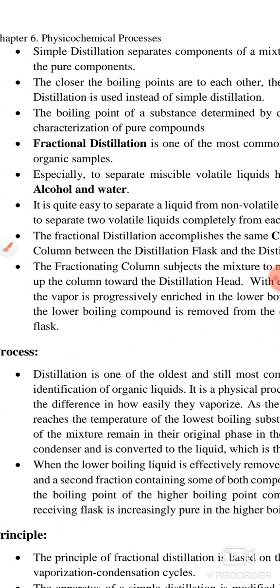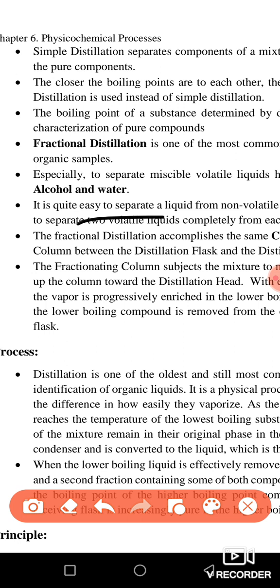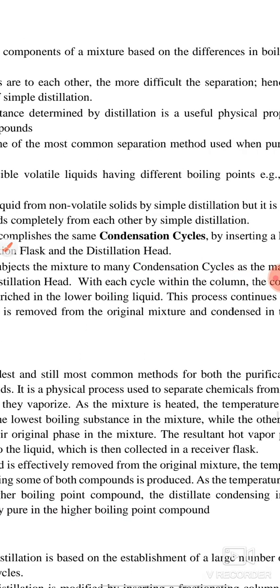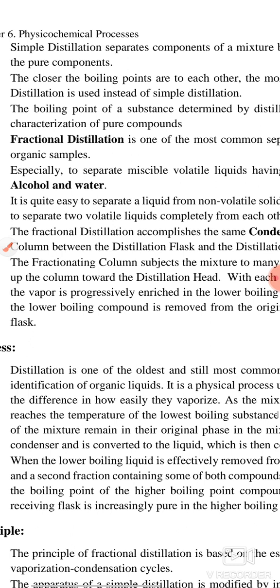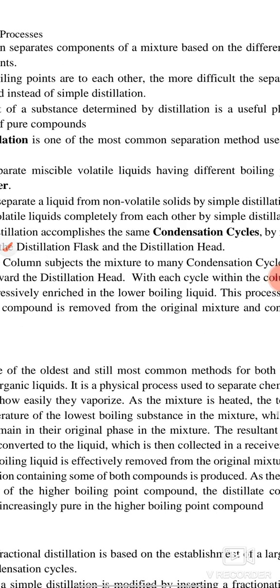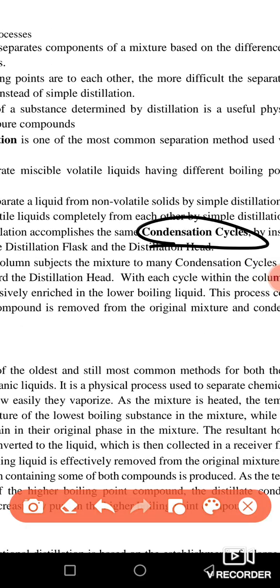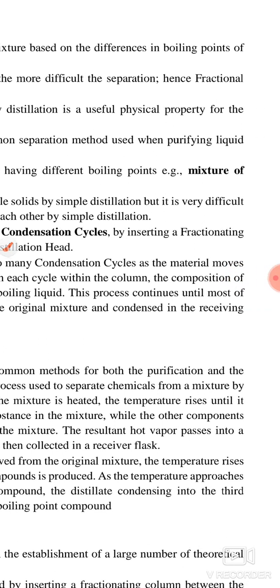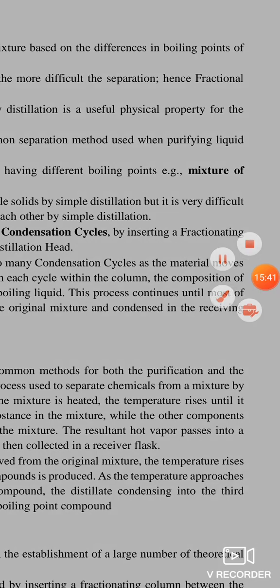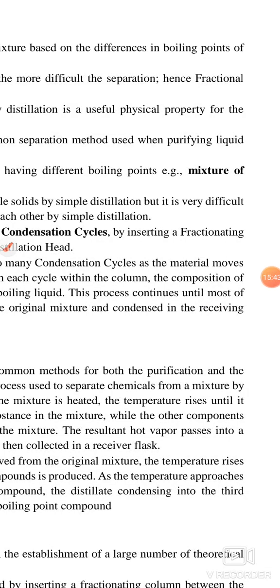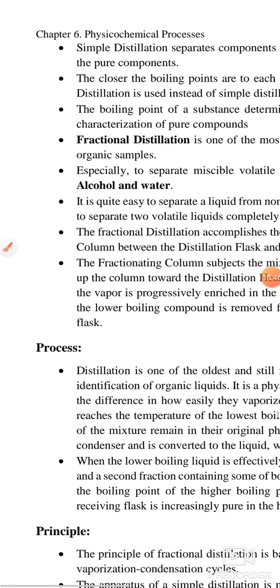So it is quite an easy method to separate a liquid from a non-volatile solid by simple distillation, but it is very difficult for simple distillation to separate out two liquids having the same boiling point, okay. So for the same boiling point, we use fractional distillation, and we use the same condensation cycles, just with the addition of an apparatus which is called a fractional column.